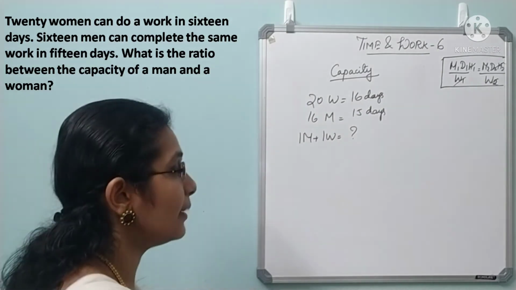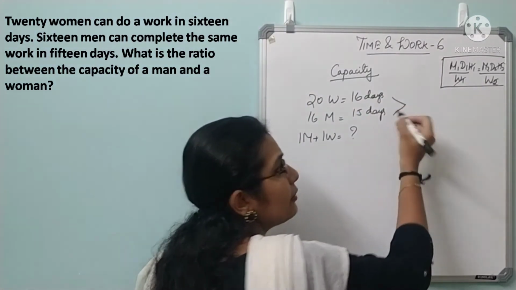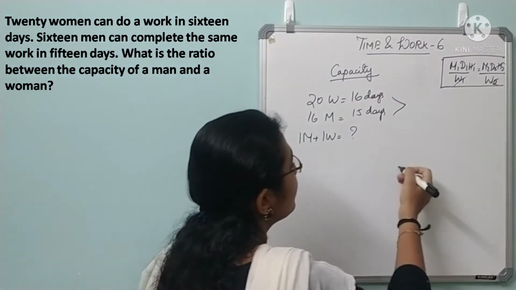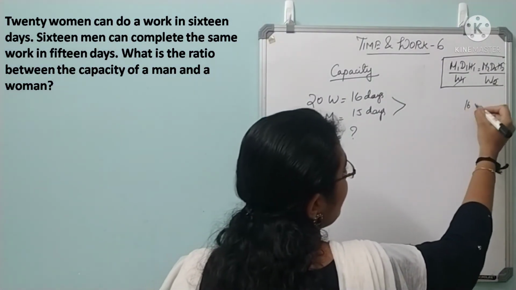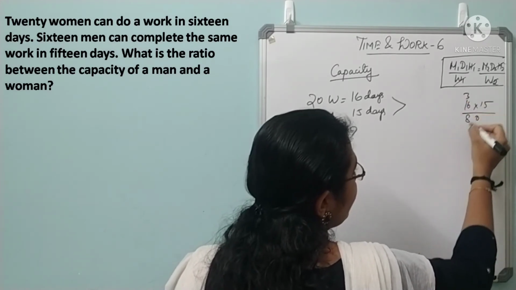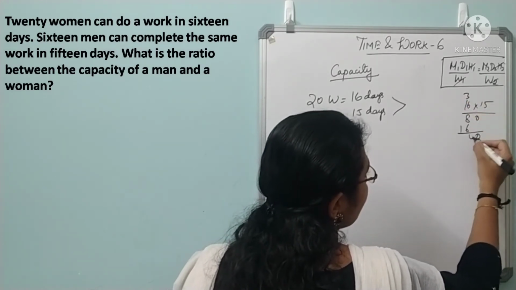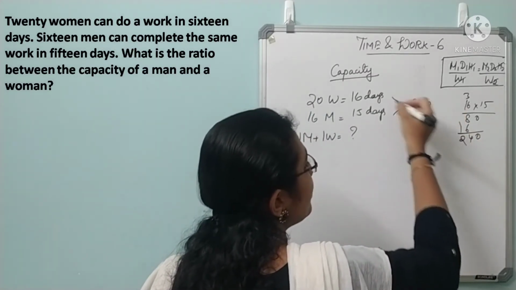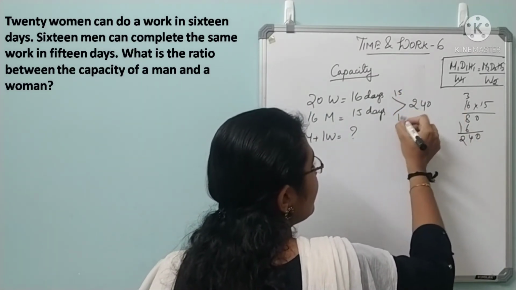Okay, so efficiency based problem means first what you will have to do? You will have to find the LCM. So, LCM for both is 16 into 15. 6 5s are 30, 8, 6, 1, which is 240. Total work unit is 240.